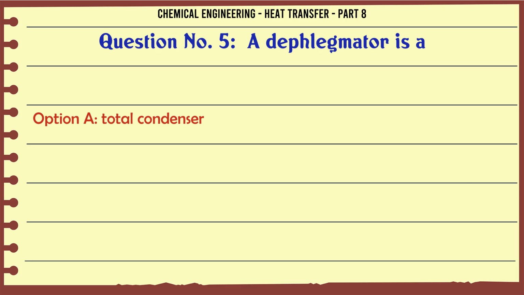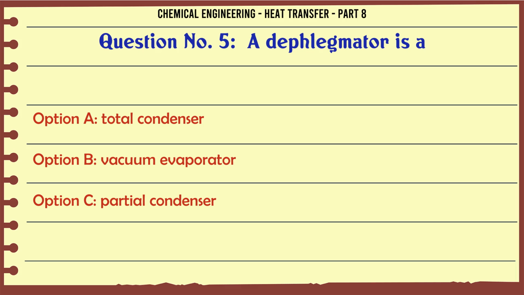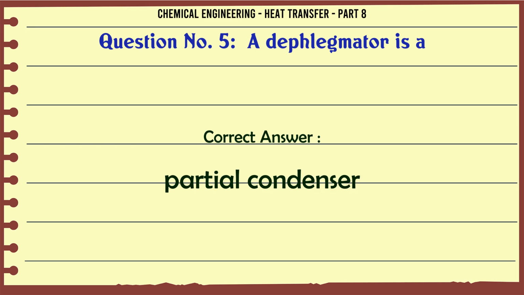A dephlegmator is A. Total condenser, B. Vacuum evaporator, C. Partial condenser, D. Double pipe heat exchanger. The correct answer is partial condenser.